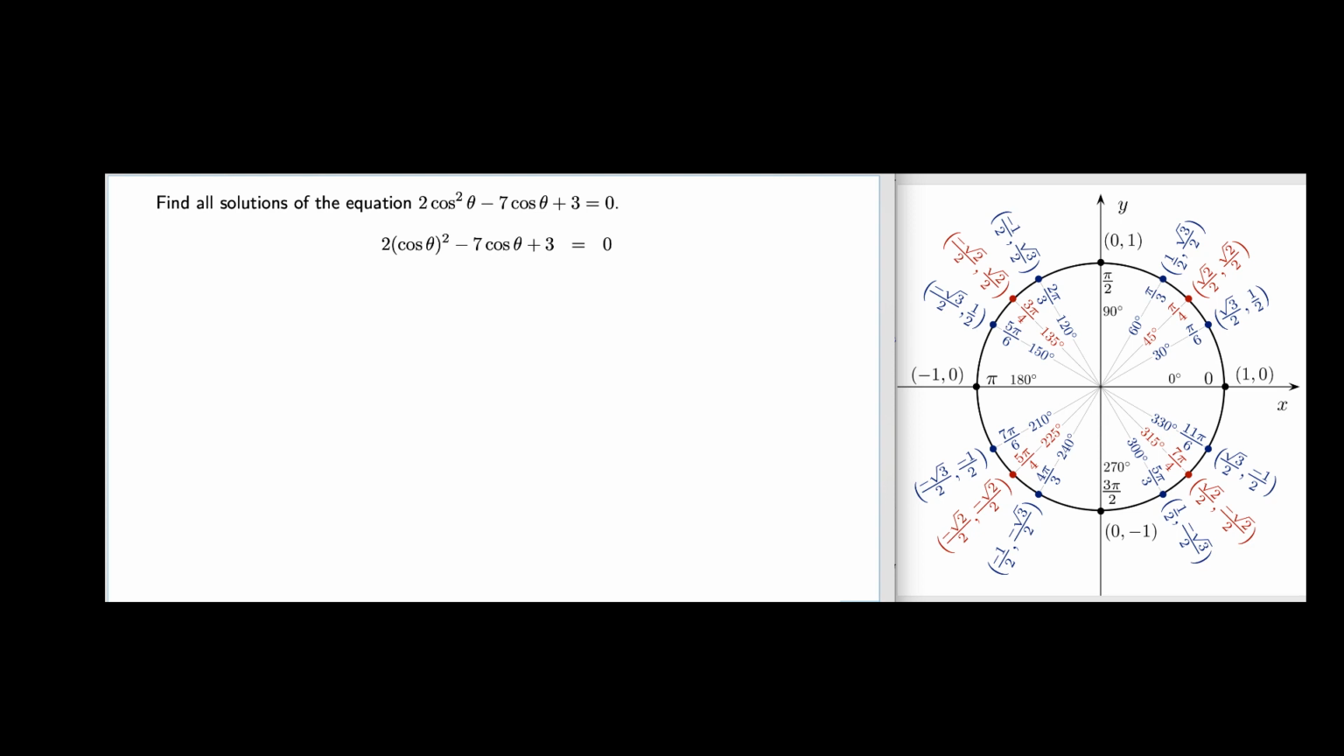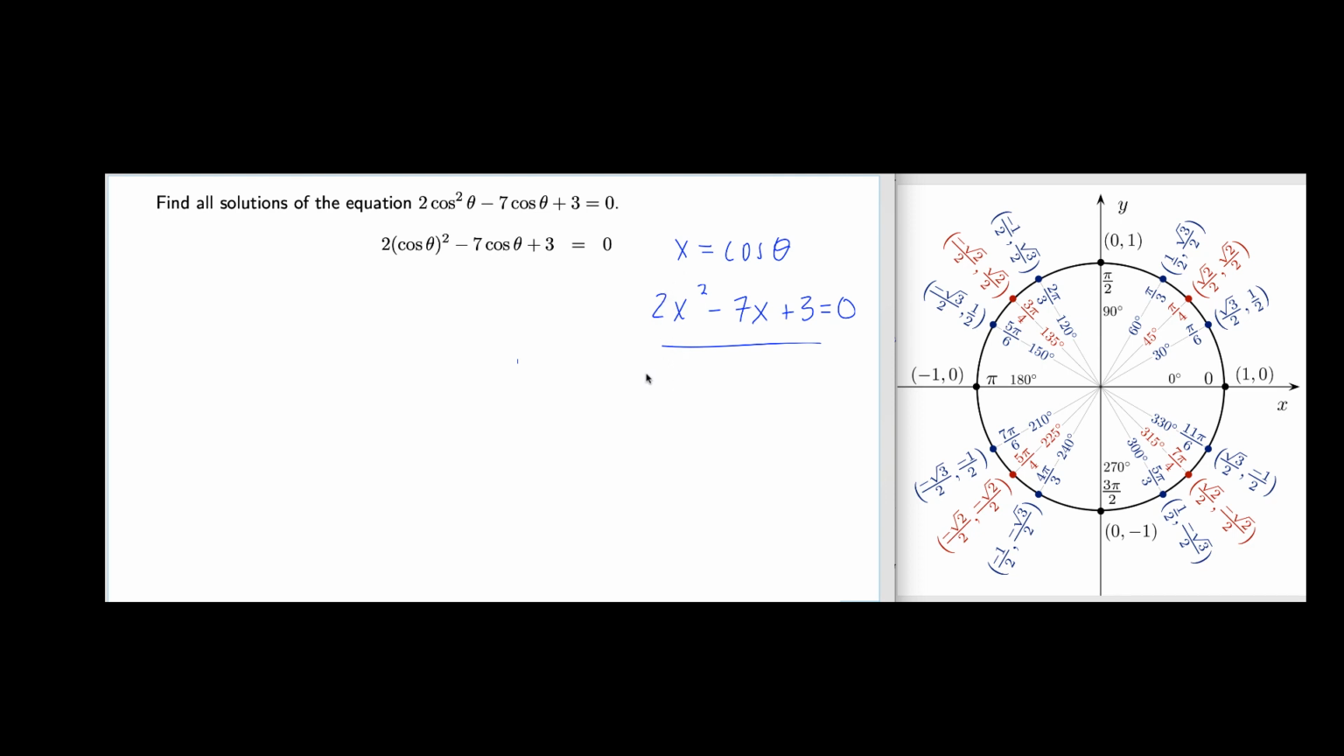And now if it's helpful for you, you can say, let me temporarily make x cosine theta, and then you can rewrite this equation as 2x squared minus 7x plus 3 equals 0. And then from here, notice that you have a quadratic equation in the variable x. So you can solve this quadratic equation in your preferred method. So you could use the quadratic formula.